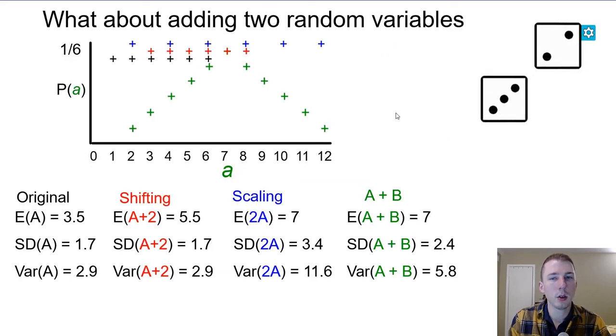And then what about adding or subtracting 2 random variables? So this is not the same as doubling it. Remember, our probabilities were a triangular distribution whenever we added 2 random variables together.